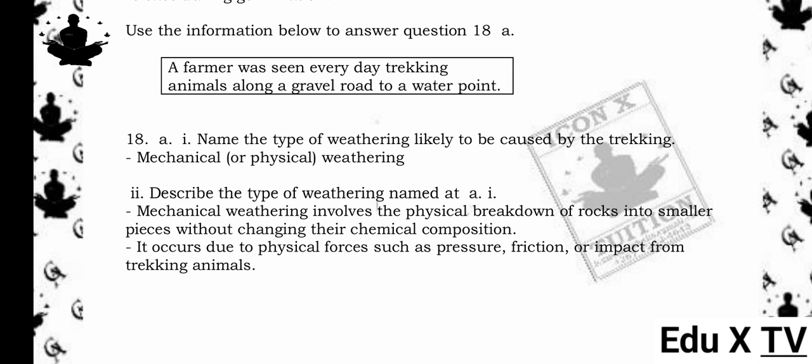18. A. Roman figure number 1. Name the type of weathering likely to be caused by the trekking. Mechanical or physical weathering. Roman figure number 2. Describe the type of weathering named at A. Mechanical weathering involves the physical breakdown of rocks into smaller pieces without changing their chemical composition. It occurs due to physical forces such as pressure, friction, or impact from trekking animals.